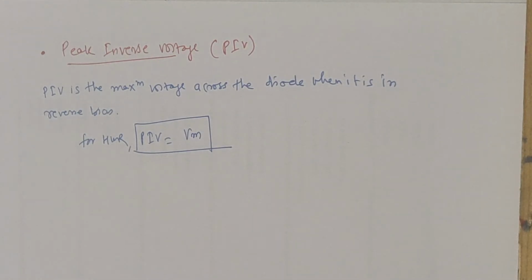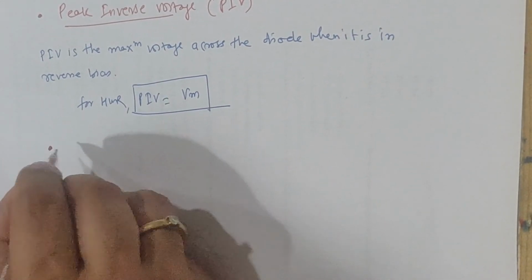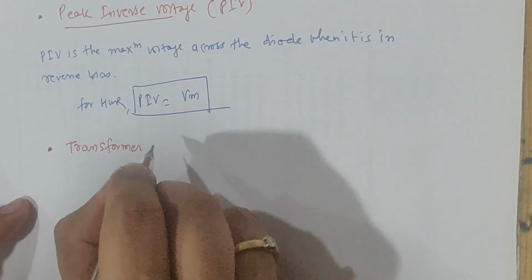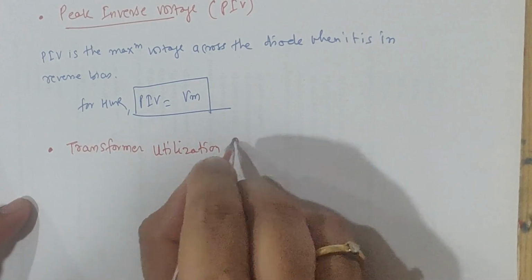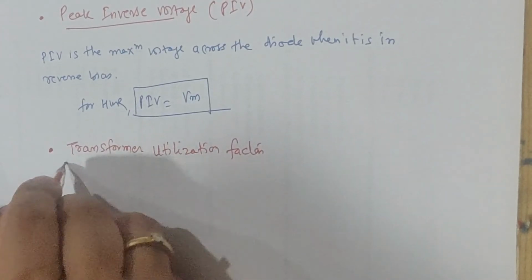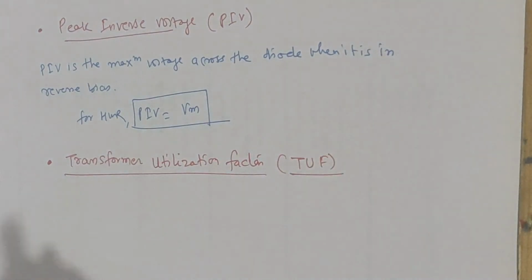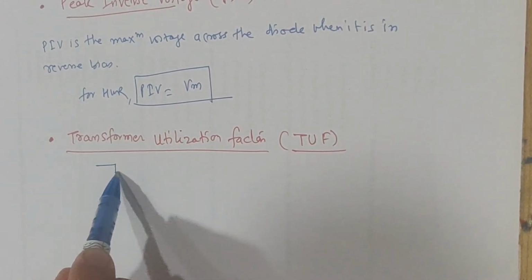Now let us take the next parameter, and that parameter is called the transformer utilization factor, or TUF. For that purpose, I will be drawing the diagram of the rectifier.